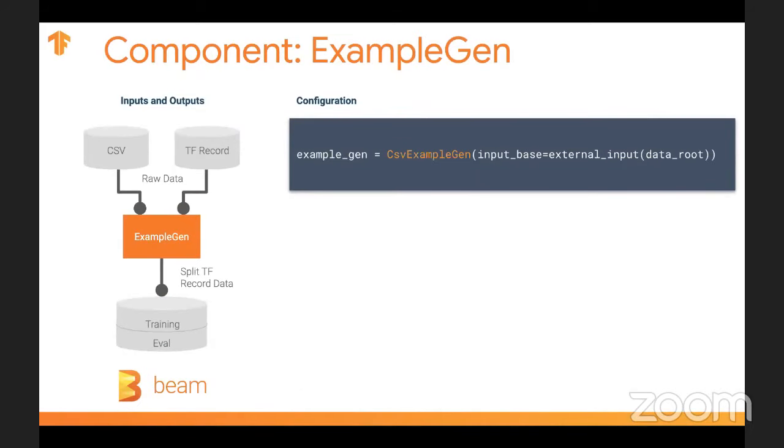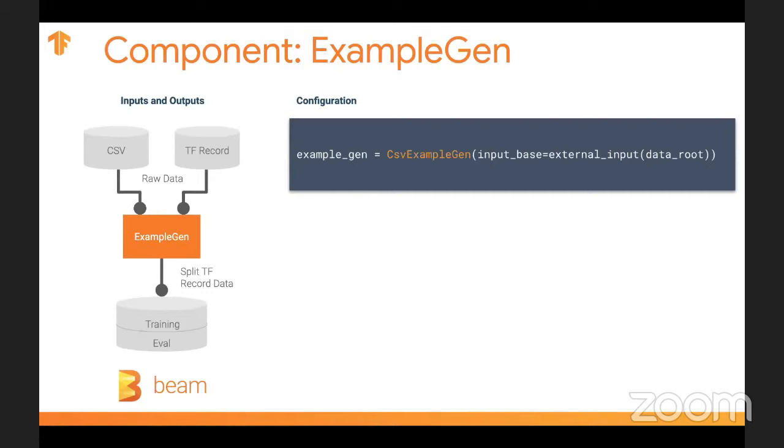So ExampleGen is the beginning of the pipeline. ExampleGen is what ingests your data set. And there are several of these because the data source that you're ingesting from will be different. This is showing a CSV ExampleGen. There's also, you can ingest from TF Records with a different ExampleGen. You may write your own custom ExampleGen as well.